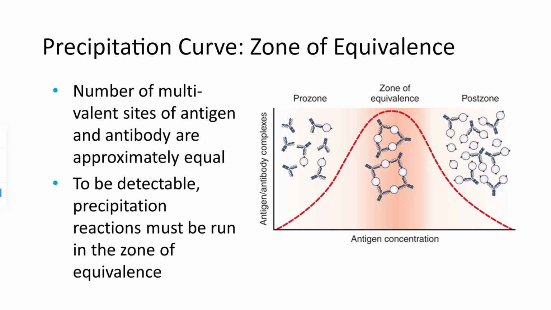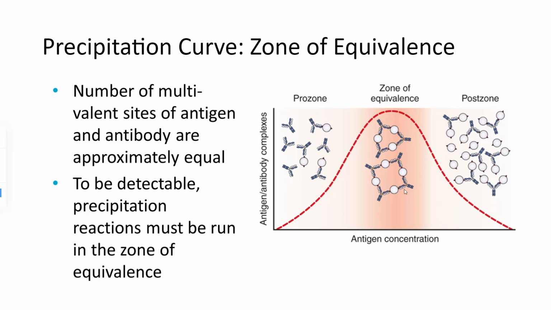To be detectable, precipitation reactions must be run in the zone of equivalence. So we have to have the antigen concentration and antibody concentration just right before we start to see those antigen-antibody complexes form in this lattice-like structure. If we have too much antigen, it's going to saturate all the binding sites and you won't see these big complexes form. Because you can see this is shared between here and here, and this one is shared between here and here, and this one is shared between here and here. So that is the exact amount of antigen and antibody needed to form these massive complexes.